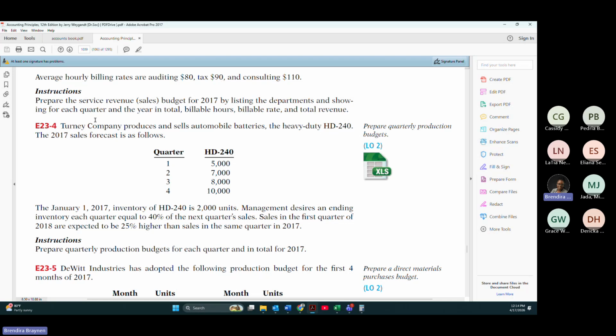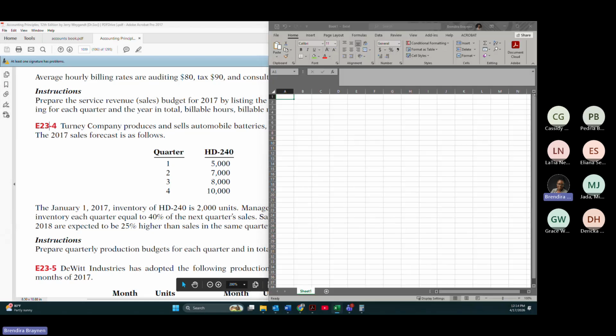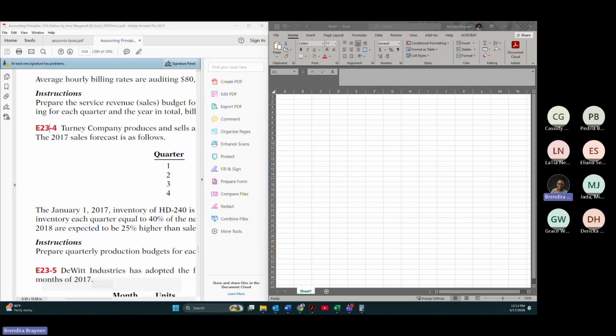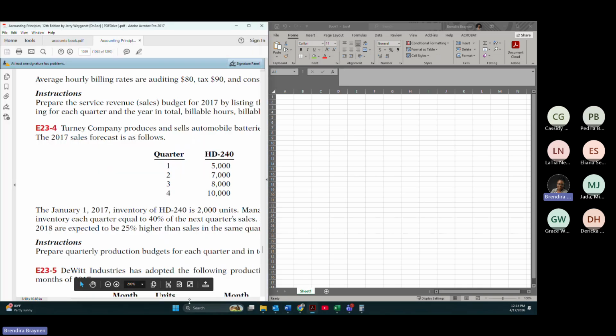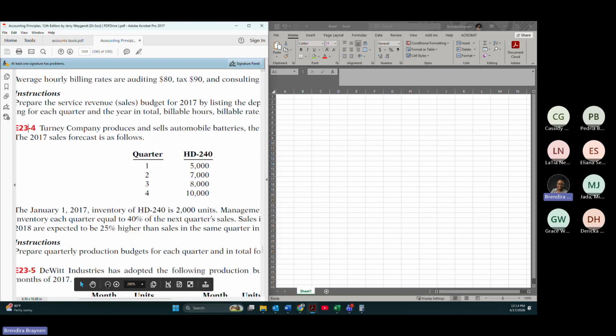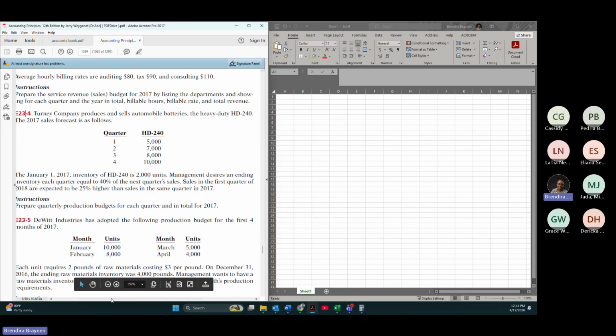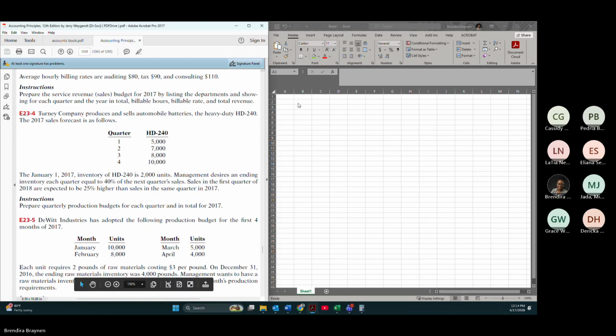Like I like to tell all my accounting classes, accounting is comprehension. The wording is different, but it's what you're used to already. It's about comprehension. And so I'll open up a blank Excel on my screen and split it. Okay. So I open up a blank Excel. I'll work it out in Excel and set it up and everything. And so this is E23-4.